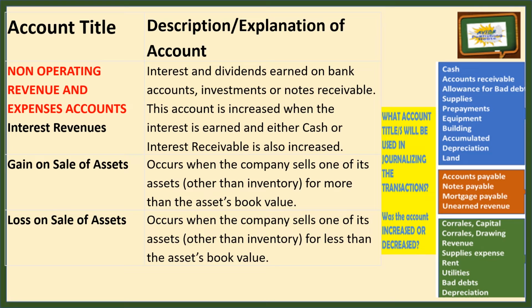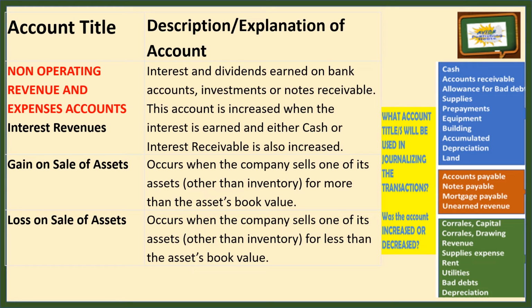So, interest and dividends earned on bank accounts, investments, or notes receivable. This account is increased when the interest is earned and either cash or interest receivable is also increased. Gain on sale of assets. So, it becomes a non-operating transaction if the business is merchandising but not of this kind of asset or service.